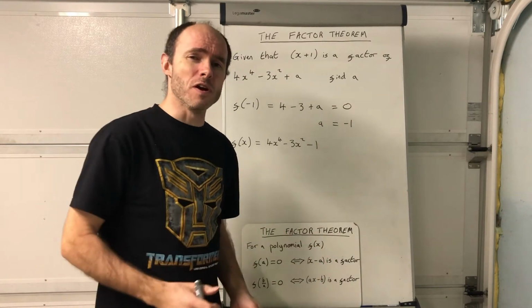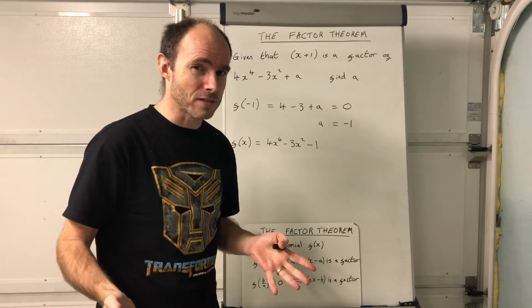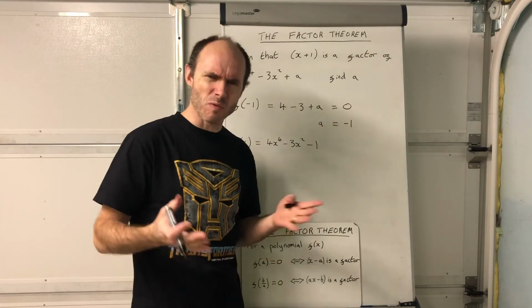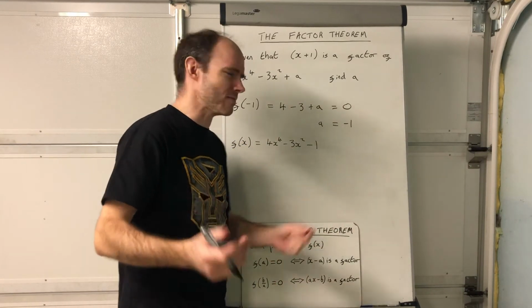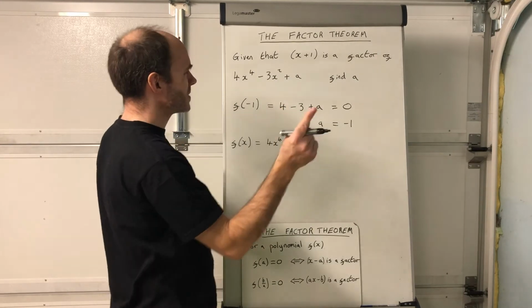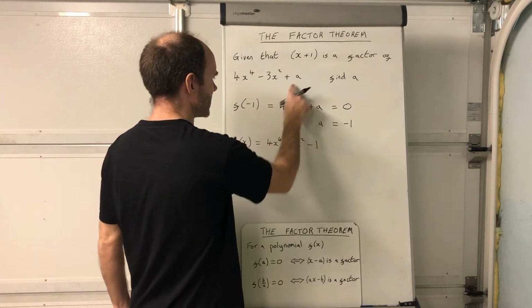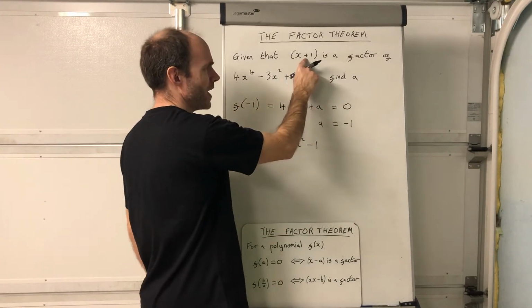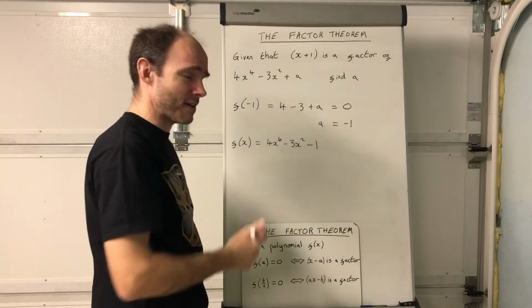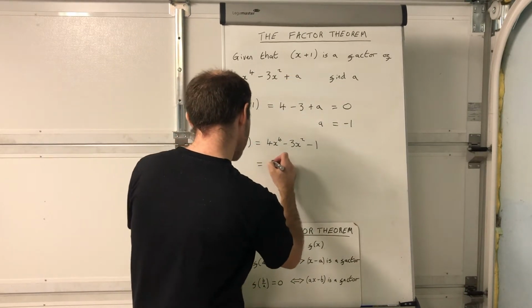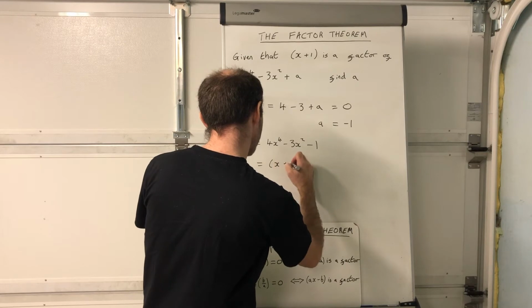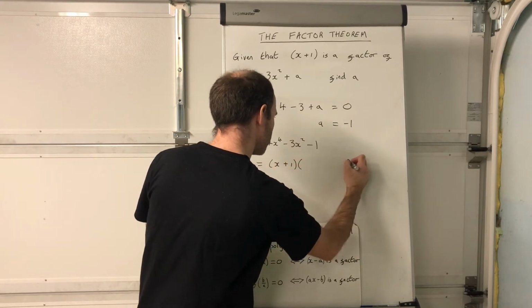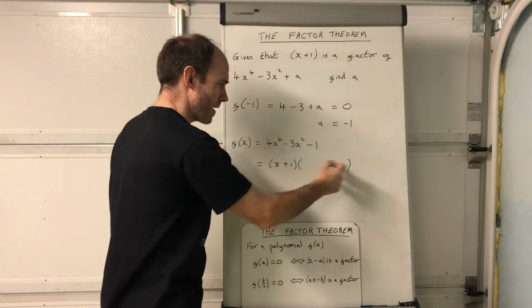Let's go one stage further. What if now we had to factorise it? Now that we know what this actually is, and because we've got x plus 1 as a factor, we can go ahead and factorise this. So we can write it as x plus 1 multiplied by something else. It's our job to work out what that factor is.